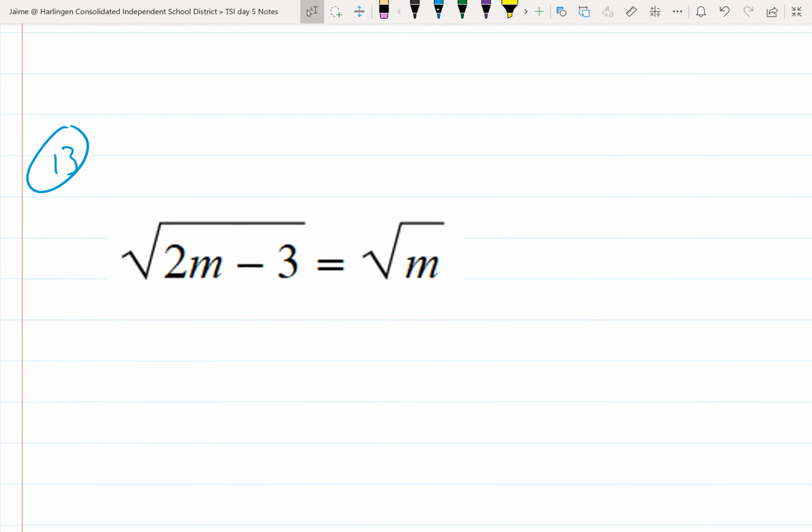Number 13. Uh-oh, 2 square roots, what the heck? Fine, whatever. So all of this is the square root. Is there anything in front of it? No. Is there anything after, right here somewhere? No. So this one's ready to be solved.